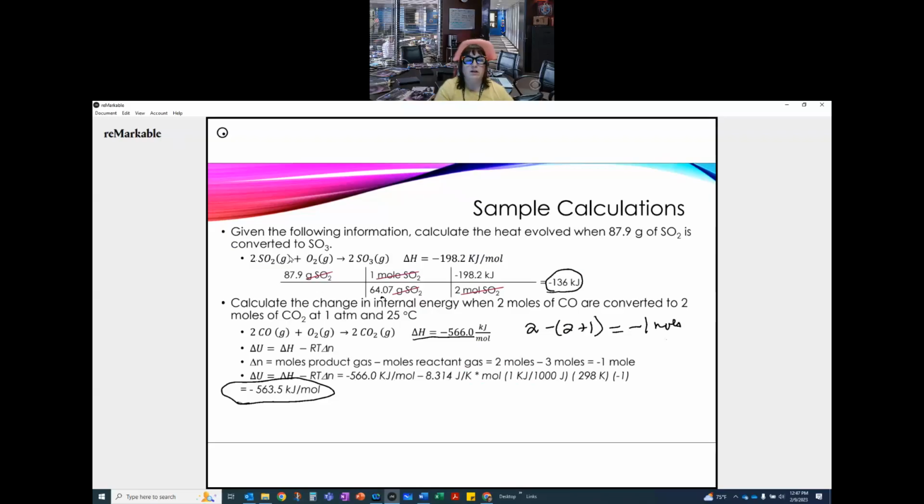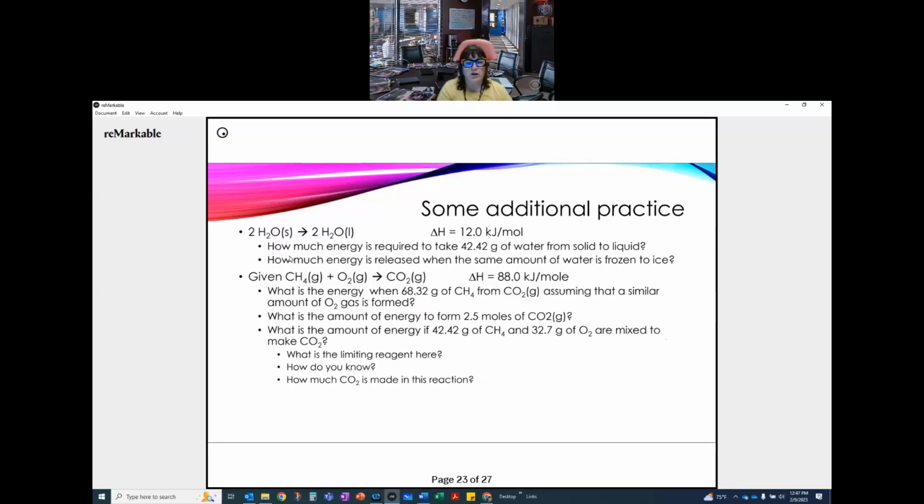Is there anything else we want to talk about? A couple other things. 2 H2O solid goes to 2 H2O liquid, and that's 12.0 kilojoules per mole. We talked about that. How much energy is required to take 42.42 grams of water from solid to liquid? Okay, well, I have 42.42 grams of H2O.